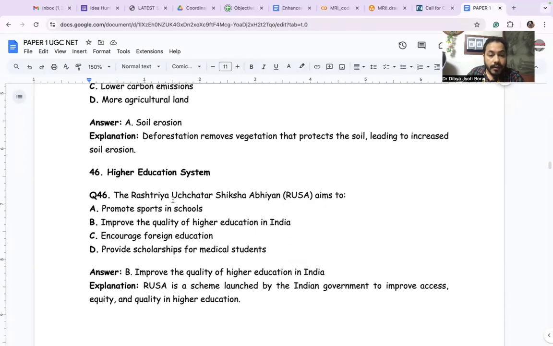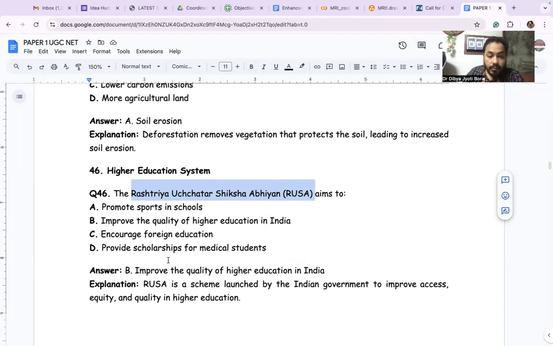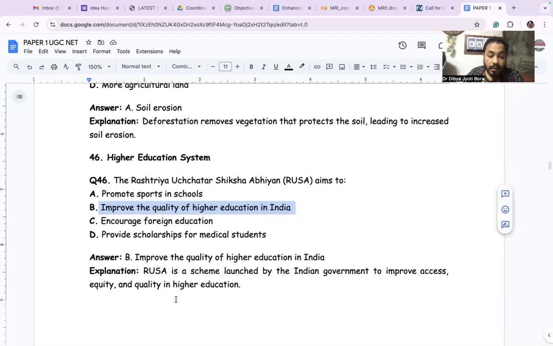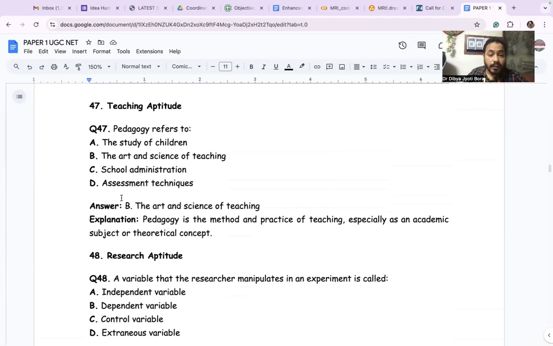ठीक है. And next is राष्ट्रीय उच्चतर शिक्षा अभियान, RUSA. These terms are very important. So राष्ट्रीय उच्चतर शिक्षा अभियान, this aims to what? This aims to promote, or you can say improve, the quality of higher education in India. तो रूसा जो स्कीम था वो इंडियन गवर्नमेंट ने लॉन्च किया था to improve access, equity and quality in higher education.